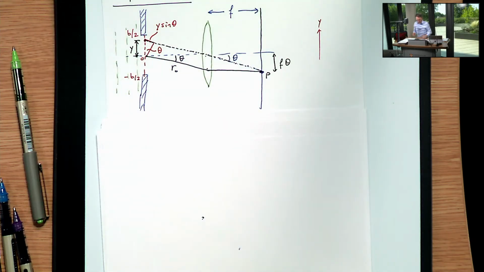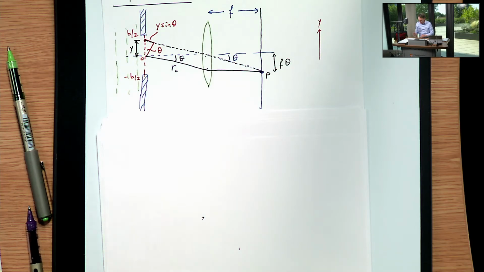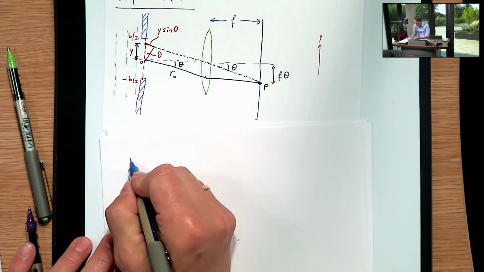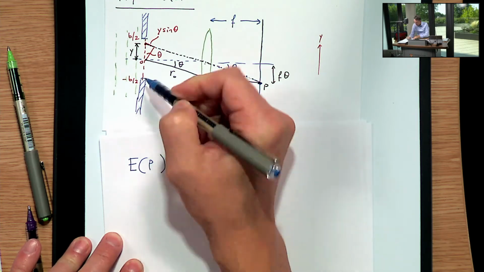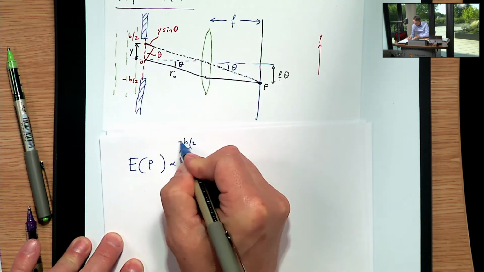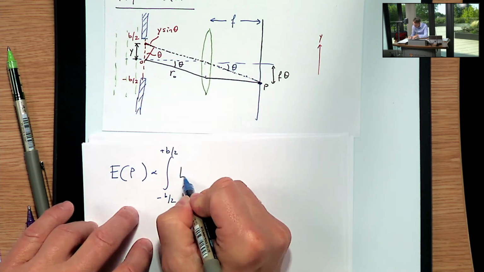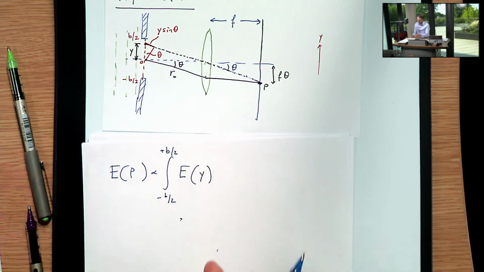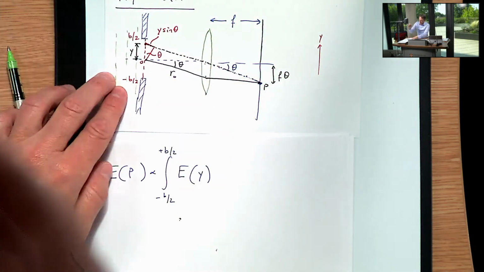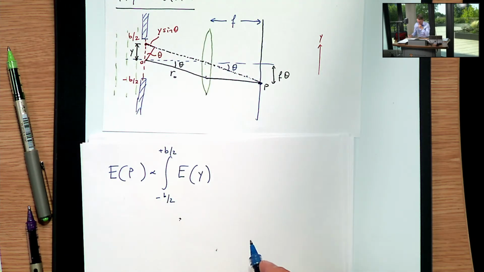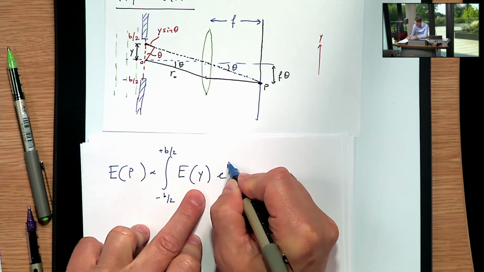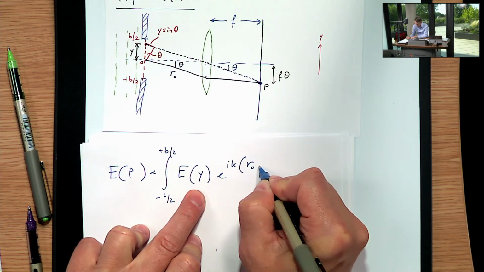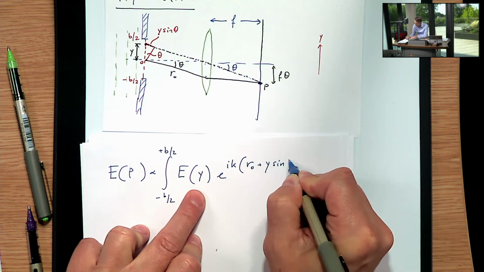So can we do this integral then, the Kirchhoff integral for this? So we have E of P is proportional to, we integrate from minus b over 2 to b over 2. And we now take the field, because it's a one-dimensional problem, we only have one integral, we don't have to bother to take the long direction here along x. It's proportional to the amplitude at each position y times e to the ik (r naught plus y sine theta).